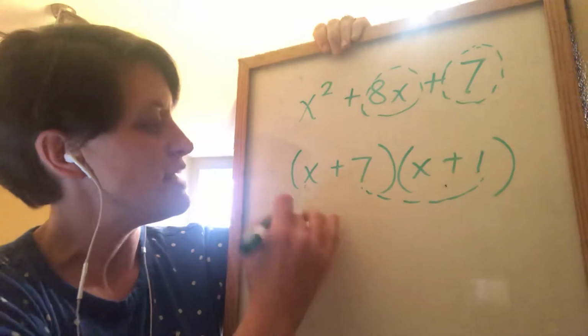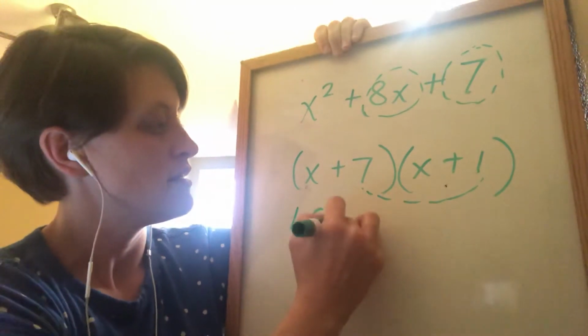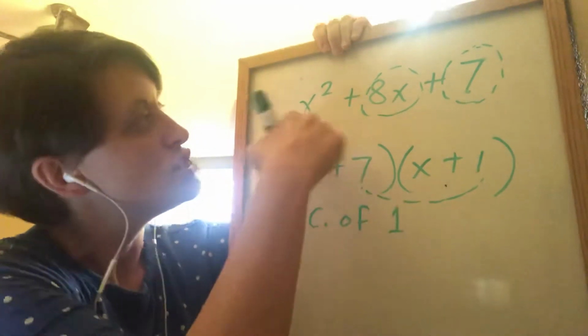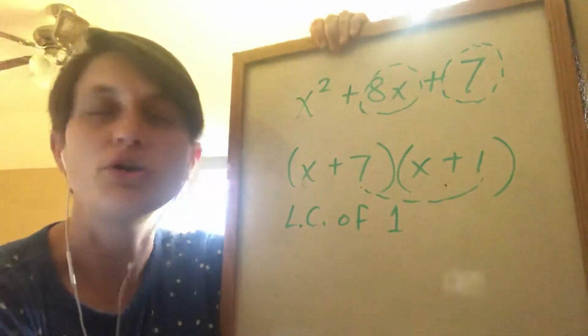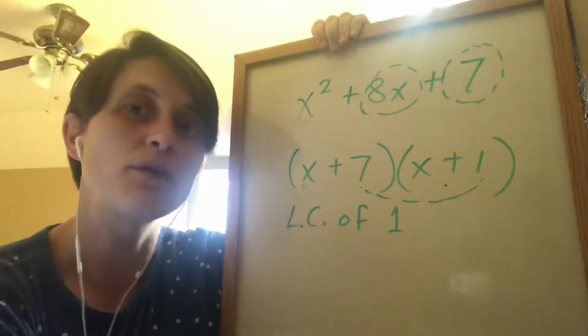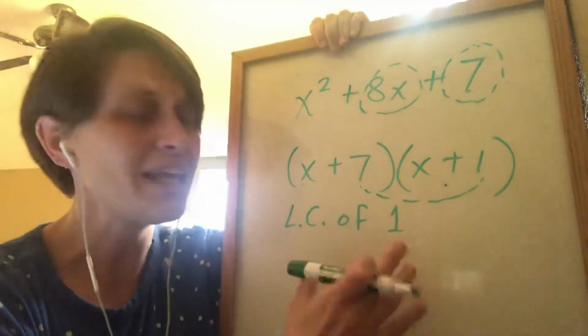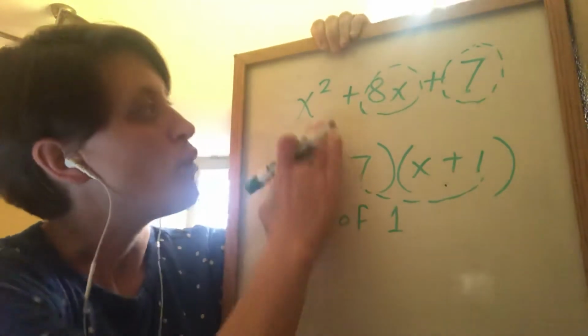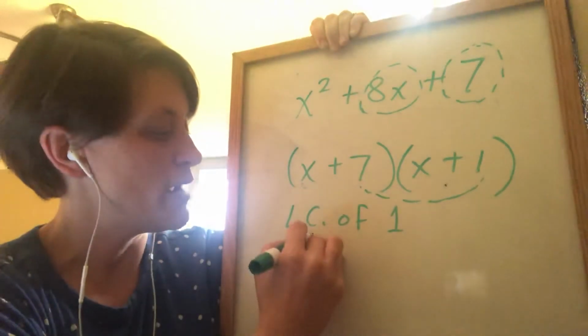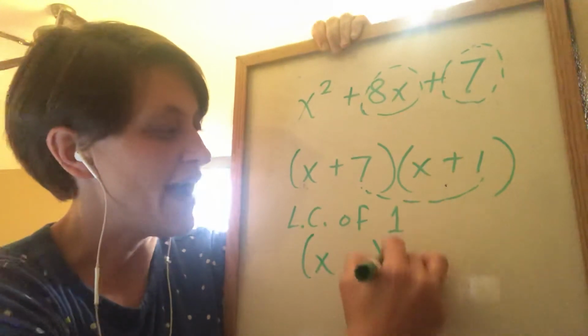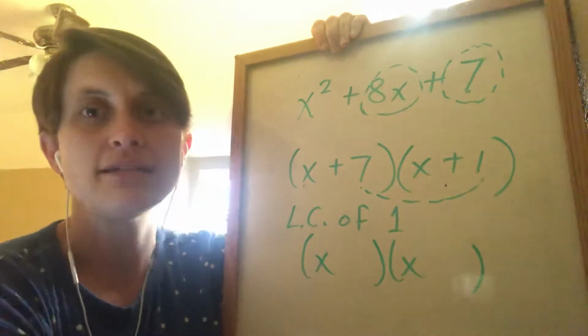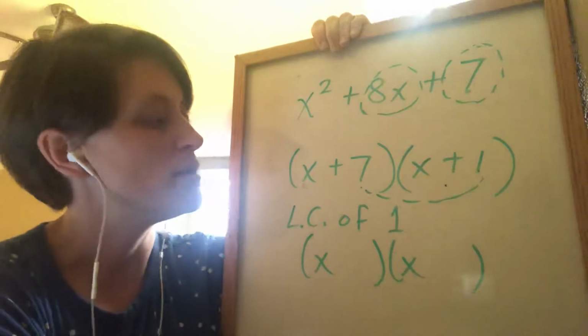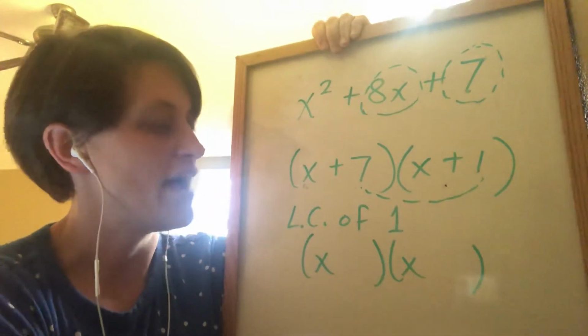Whenever we have a leading coefficient of 1, so whenever your first term in your polynomial that you're trying to factor is just an x squared without anything in front of it, here's going to be our method. We know that if our first terms have to be an x squared, the first terms in our factors each have to be an x. That's the only way we can get an x squared, by multiplying the first terms of our factors.